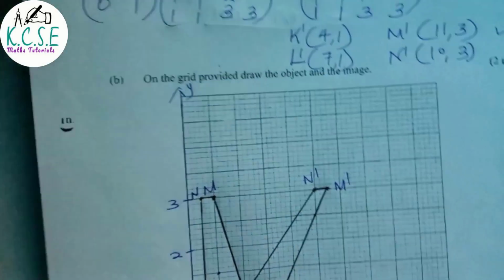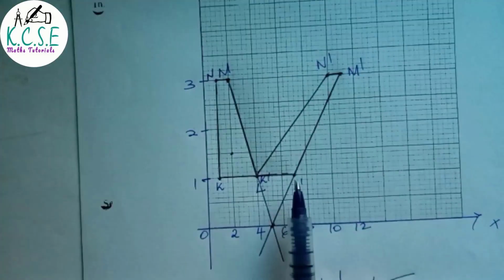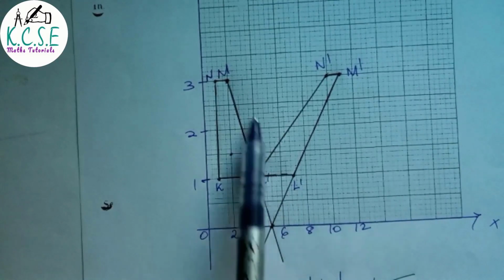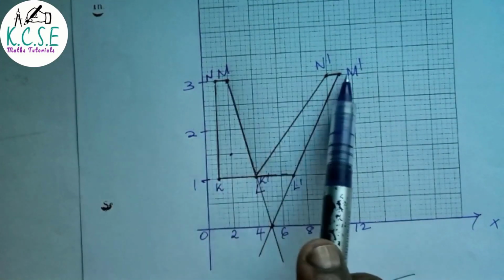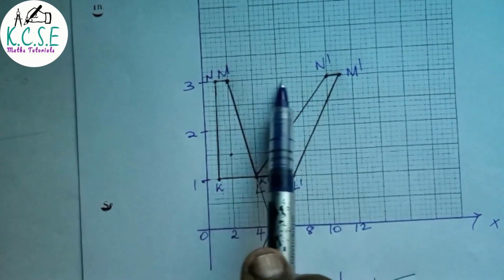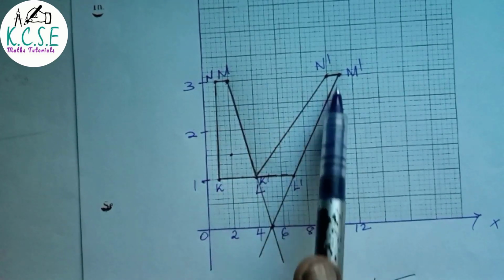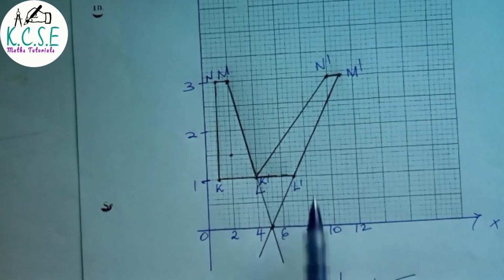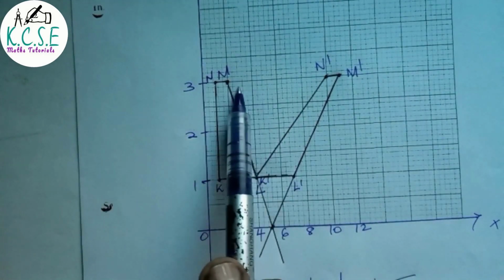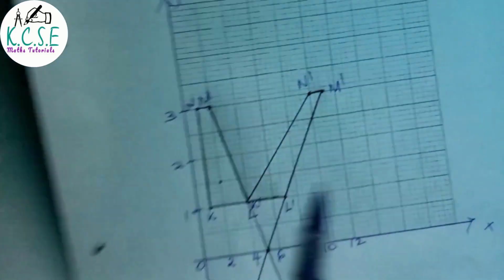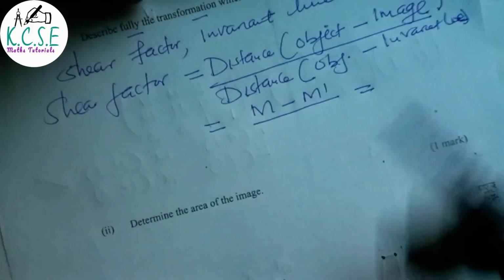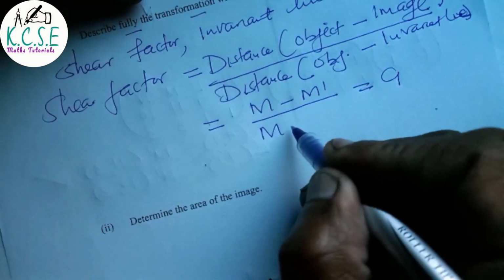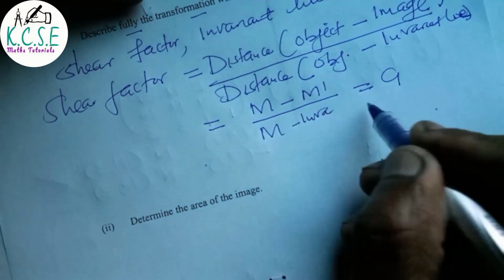Just understand my scale. My scale is 1 centimeter represents 2. So when I move from M to M prime, these will be 4.5 boxes. Then since the scale is 2, I multiply by 2. So these are 9. So 2, 4, 6, 8, 9. That is 9. Then divided by the object point to the invariant line.